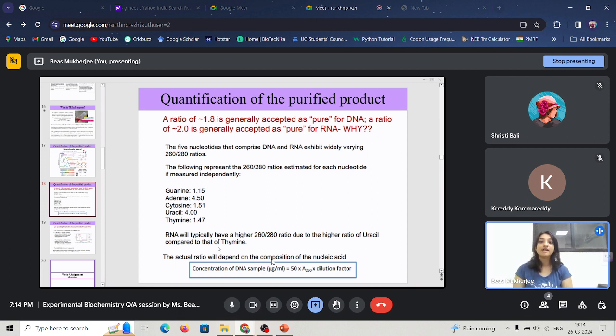So you can see here a ratio of 1.8 is generally accepted as pure for DNA, and a ratio of 2 is generally accepted as pure for RNA. But then why is that so?